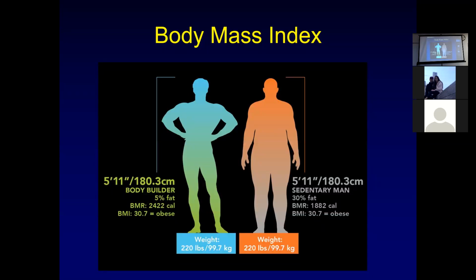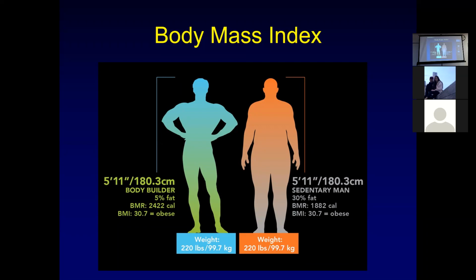Here we have an example of two people that are identical in height and in weight. We have our bodybuilder who's 5'11" and weighs 220 pounds. He only has 5% body fat. He is very, very muscular. You can all sort of imagine what he might look like, sort of Arnold Schwarzenegger.